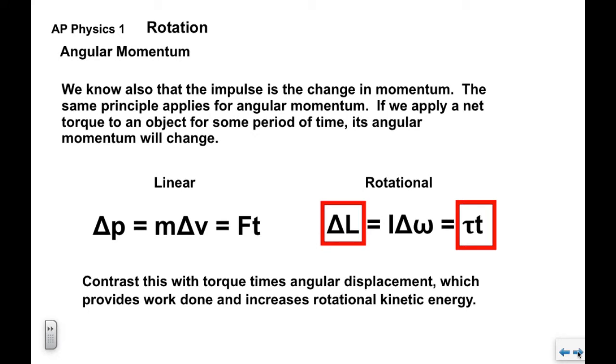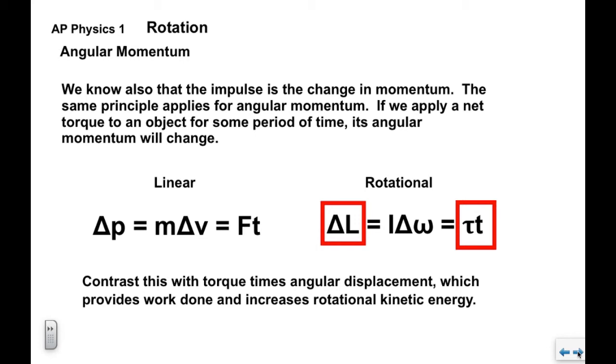The rotational version of that, delta L, is also I times delta omega. In order to change the angular momentum, we need to apply a torque for a particular period of time. And we find that net torque times time is also equal to delta L. This is the rotational analogy for linear impulse or linear momentum.